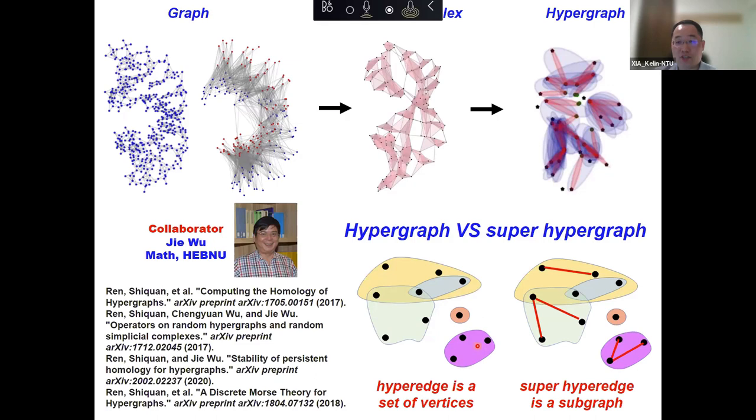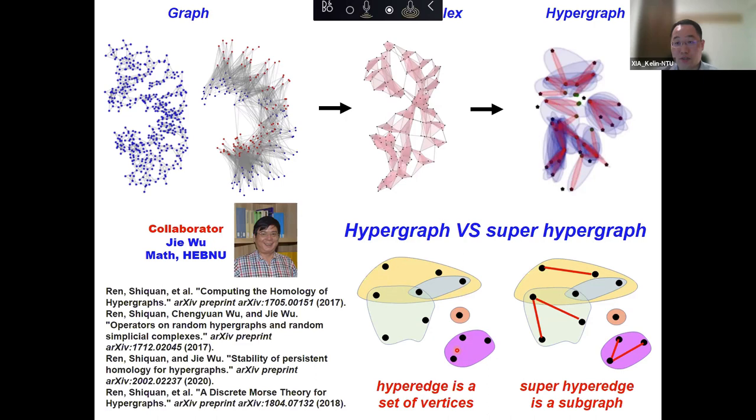So you can have any number of vertices, they form a set, and then this set is a hyper edge. So I have a three atom here, they can form a hyper edge. The trouble here is that when we have the hyper edge, if we directly do the boundary operator, then we end up in trouble. For example, here we have these three atoms, three vertices, and they form a hyper edge. If you do the boundary operator, then you see these two actually do not form a hyper edge.